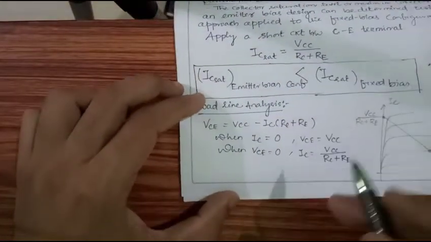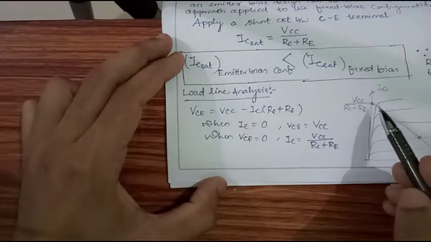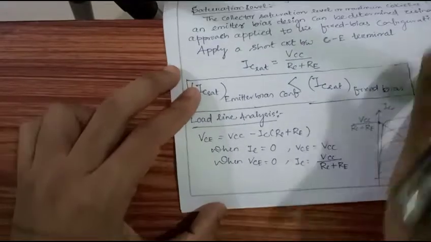Okay, now the load line analysis. What is a load line? It is a line drawn on the characteristic graph to find the Q point, and this is how to find the load line from the output equation.